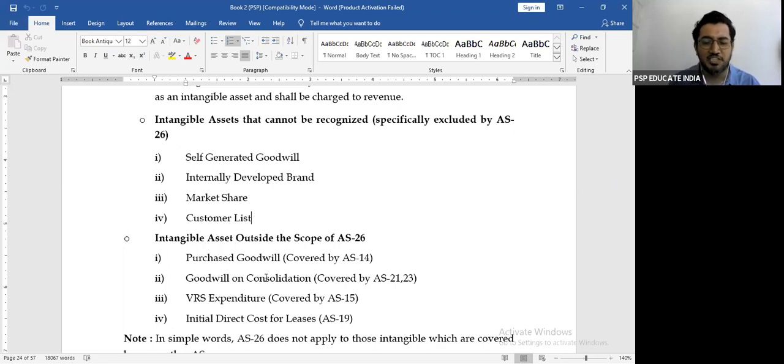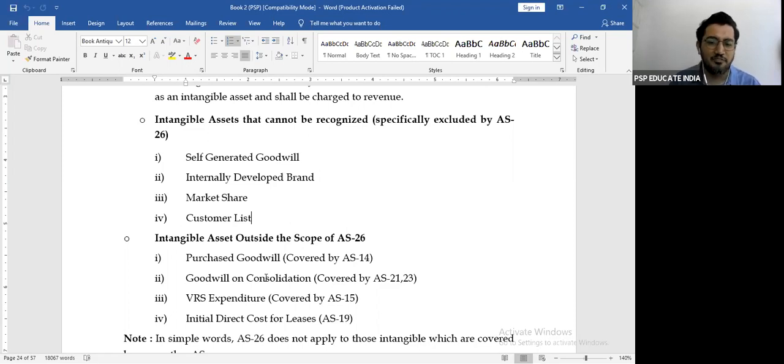Come to the first one, which is purchased goodwill. Purchased goodwill is already covered by accounting standard 14, that is accounting for amalgamations. Because it is already covered by accounting standard 14, no other accounting standard will interfere in this case of purchased goodwill. Come to the next one, goodwill on consolidation. Goodwill on consolidation means when you have consolidation, AS-21 and 23 are applicable. Any goodwill calculated under that will be covered by AS-21, and AS-26 will not interfere in this case.